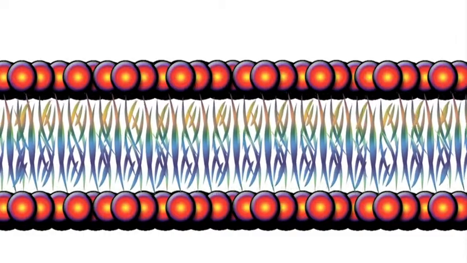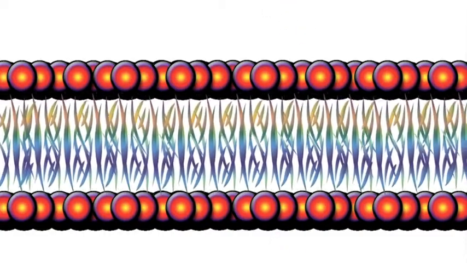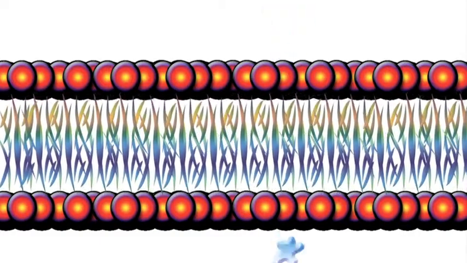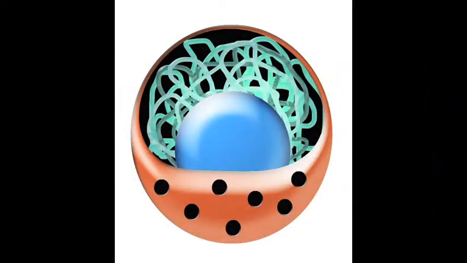Once inside the plasma membrane, we will be in the cytoplasm, or the area between the nucleus and the plasma membrane. This area is full of cytosol. Cytosol is a fluid substance.